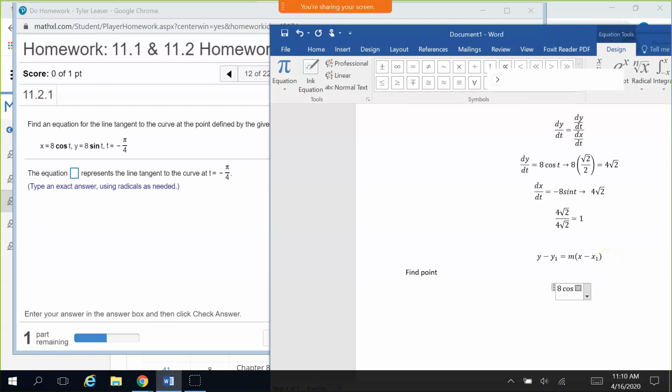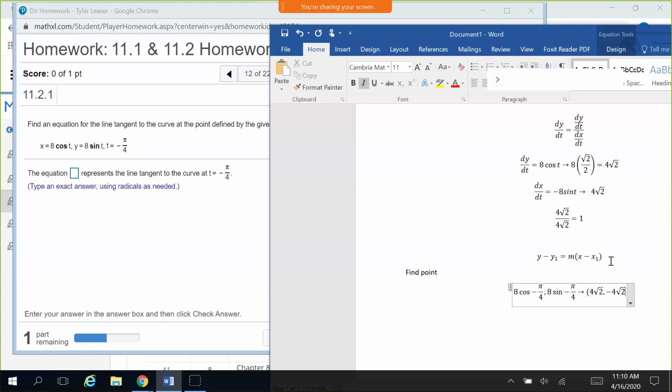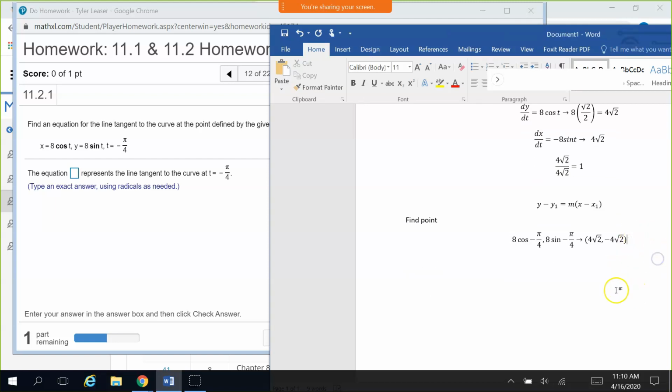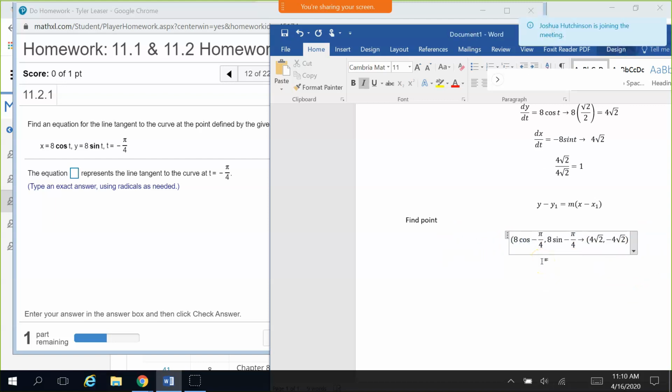So we're going to do 8 cosine of negative pi over 4, and then that with the 8 sine of negative pi over 4. And again, just looking at unit circle stuff, that's going to be 4 square root 2 for x, negative 4 square root 2 for y. Okay, so yeah, that's just plugging in the t value into the x and the y as is.